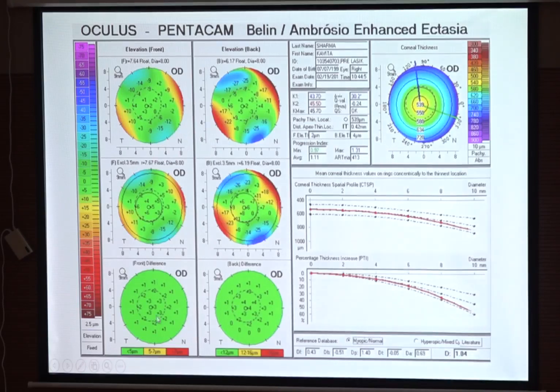In the BAD display, you can see that in the anterior and the posterior elevation, everything is green in color, so that means there is no abnormality in this. Also the CTSP and the PTI profile is well within the normal range, and the D value is also 1.04, which is well within the normal range.